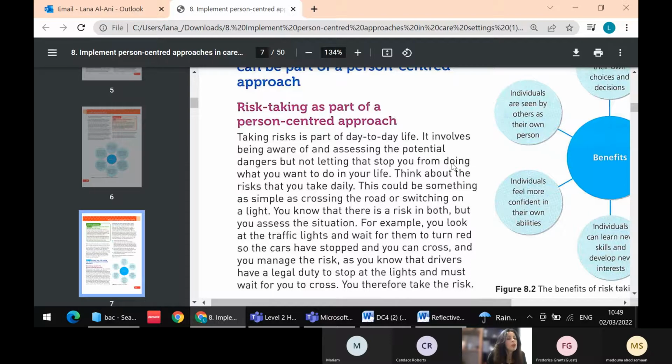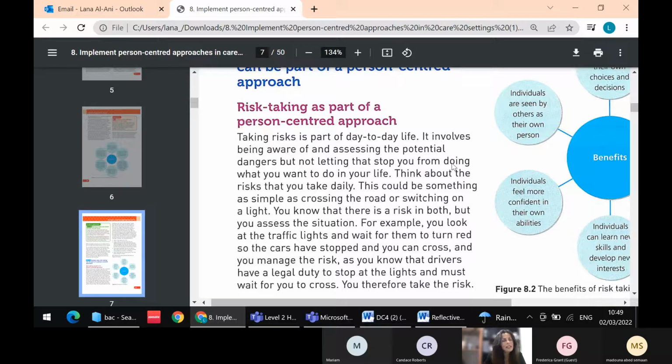So everything you are doing for your client, you need to think about the risk involved. You need to know if there is any risk for you both, for you as a person and for your client. But you assess the situation. For example, you look at the traffic light. If it is nearly going to go green, then don't cross. Ask him to wait. Stop and wait, because you have a legal duty to take care of this person. You can't just allow him or her to do whatever they like to do.